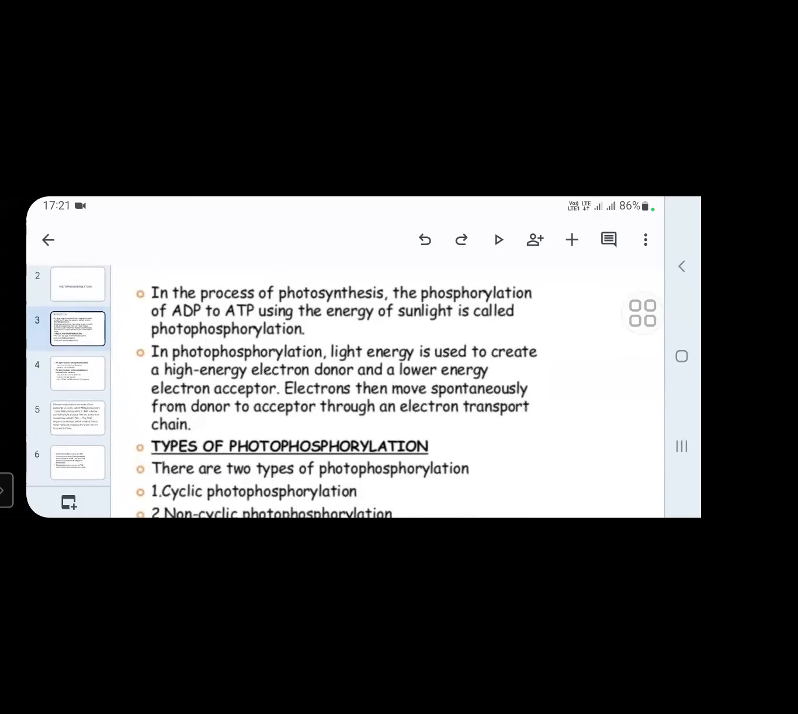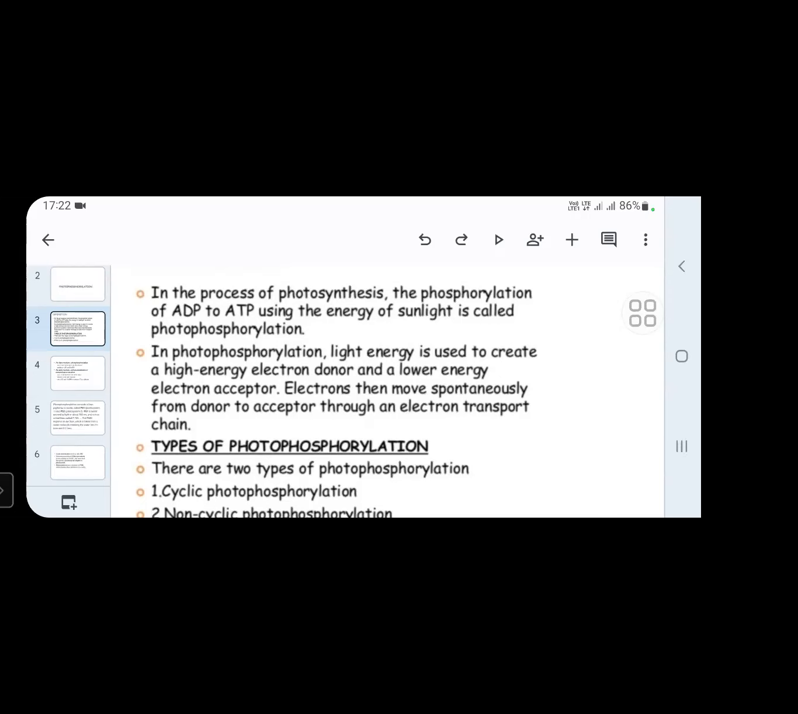Now we are entering into the photosynthesis process, the phosphorylation of ADP to ATP using the energy of sunlight, that is called photophosphorylation. Simply, ADP plus inorganic phosphate gives rise to ATP. So adenosine diphosphate adding with inorganic phosphate is converted to ATP, adenosine triphosphate. In photosynthesis, the phosphorylation of ADP to ATP using the energy of sunlight is called photophosphorylation.